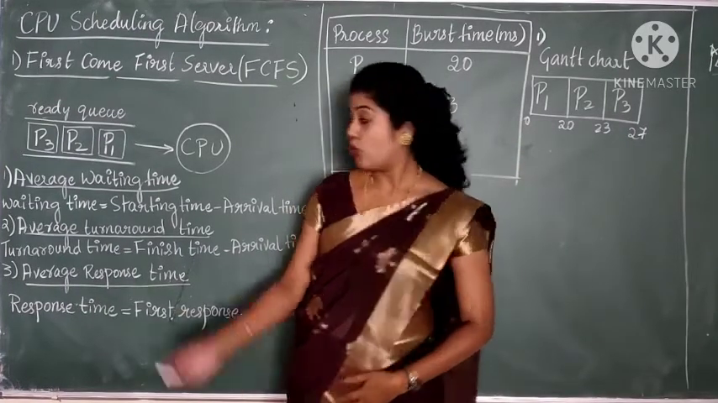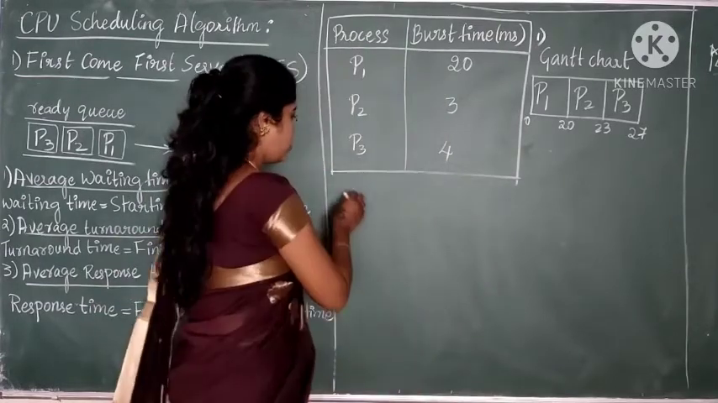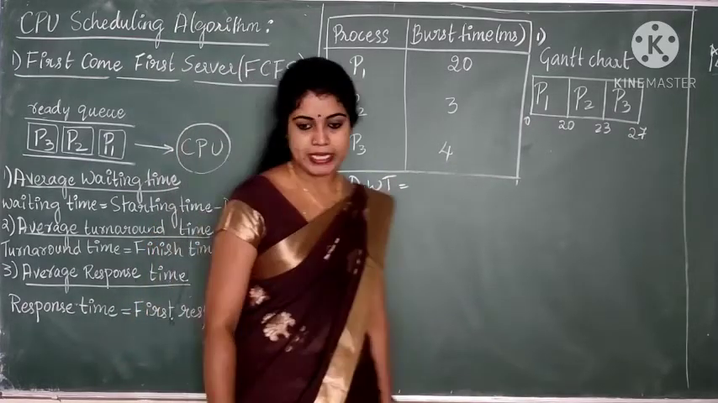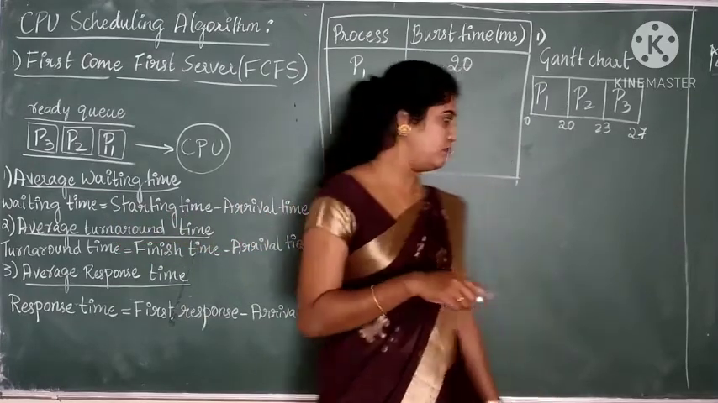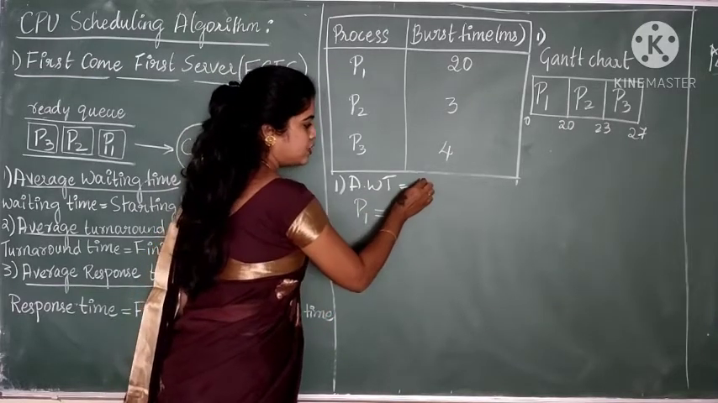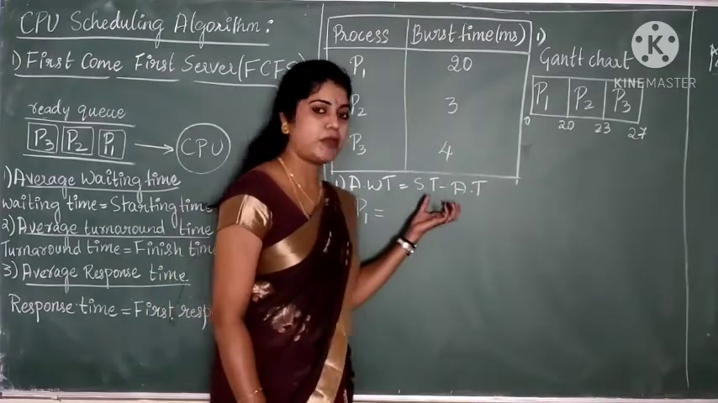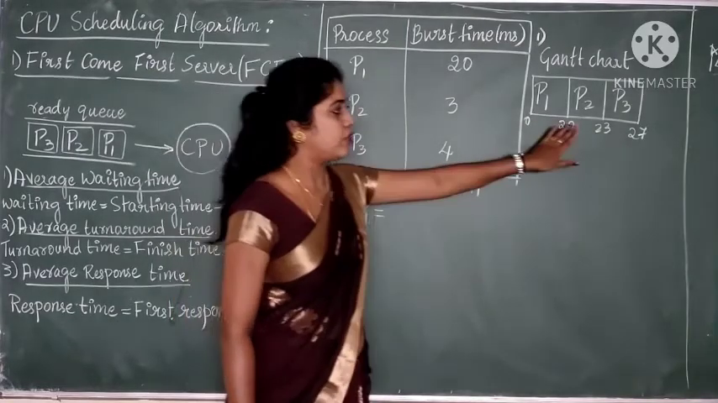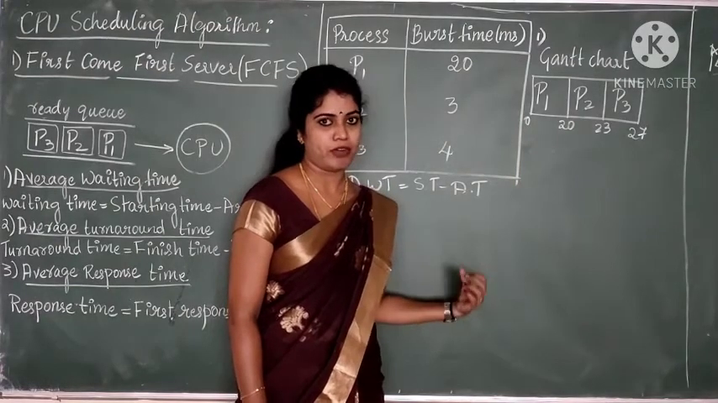Now let us calculate the average waiting time, average turnaround time, and average response time. Very first, the average waiting time, and the formula is given here. Waiting time is equal to starting time minus arrival time. I am writing it shortly as ST minus AT, starting time minus arrival time. Using this Gantt chart, you will calculate all the averages.